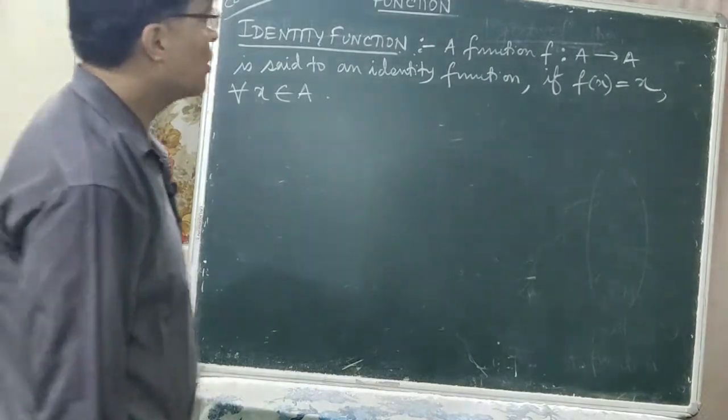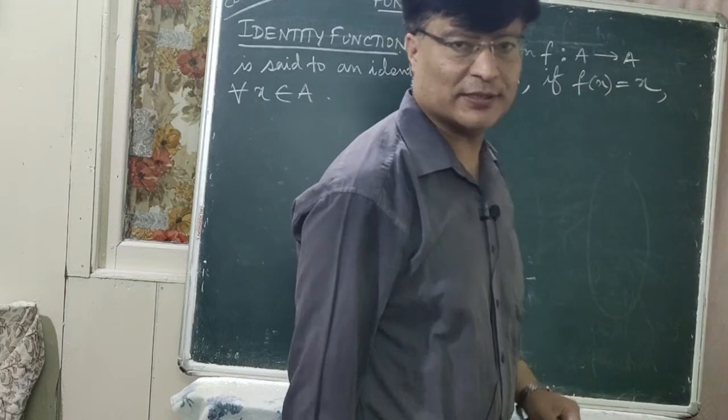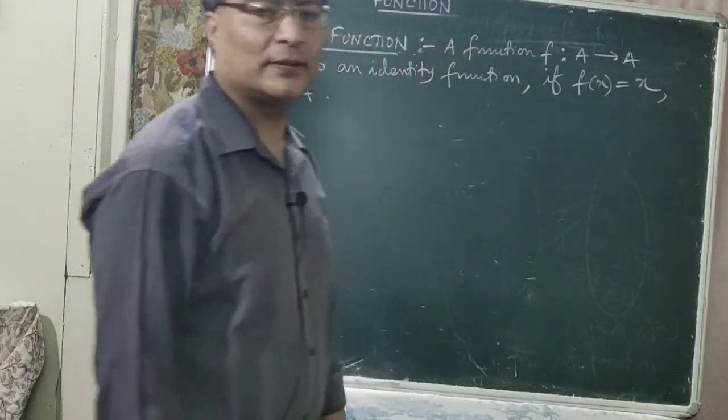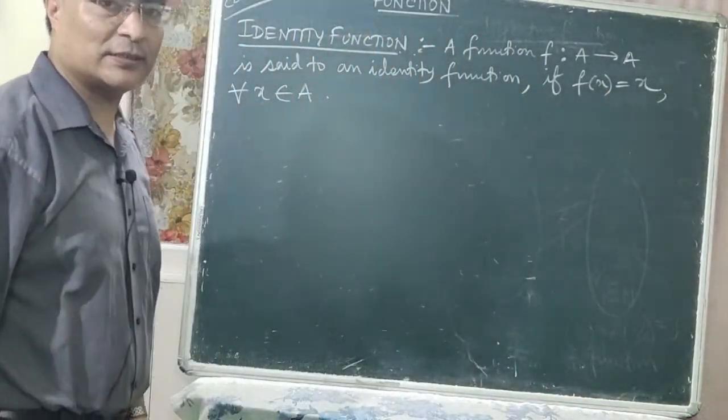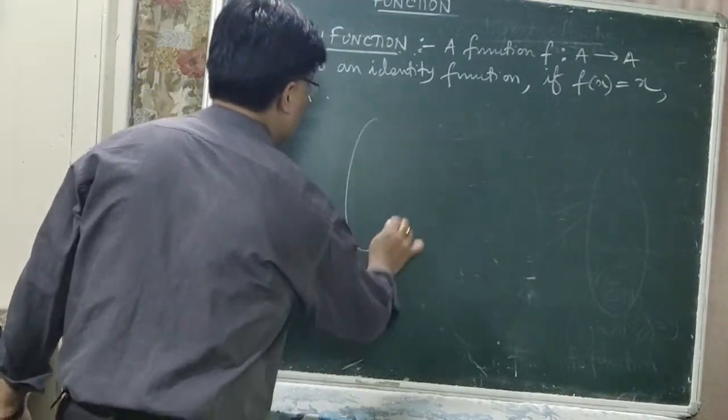Is that clear? And this f of x falls in the second A. So I think you have understood it. Okay. So what would be its example?